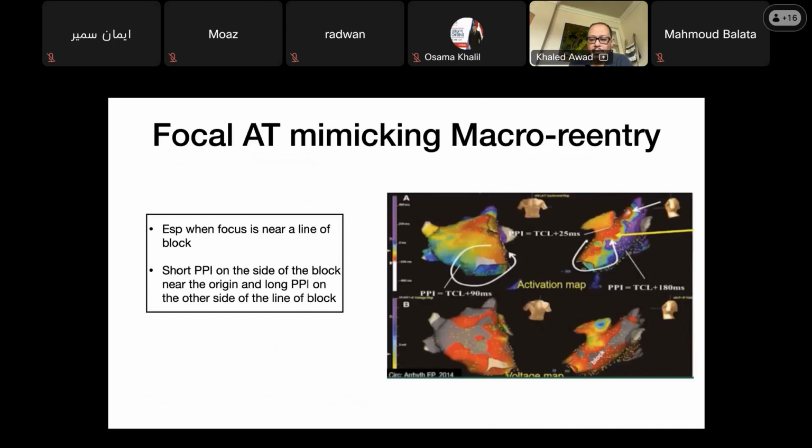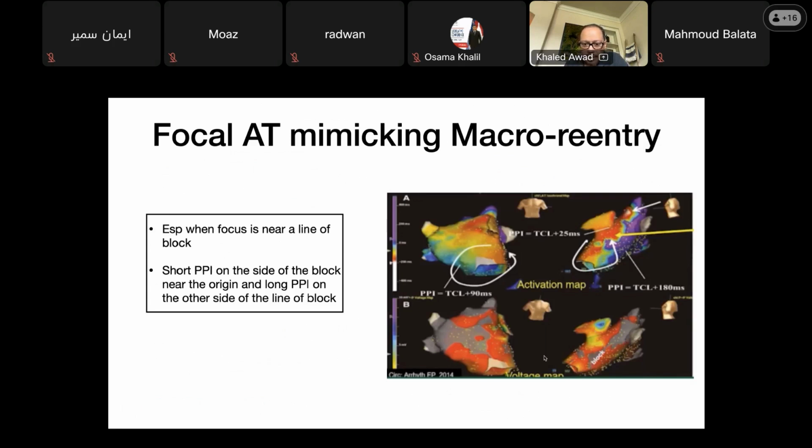As we are talking about mapping, this is another concept I want to throw out there. We're going to show more examples of this. You can have a focal rhythm, and a focal rhythm will look like macro reentry. We talked about that. If you are close to a previous line of block, if you make a mitral isthmus line, which is essentially here, that's where they made that line. So that's a good representation between the left inferior pulmonary vein and the mitral annulus.